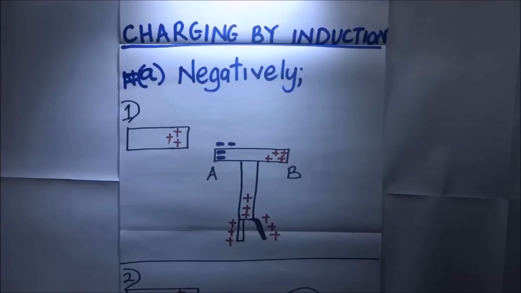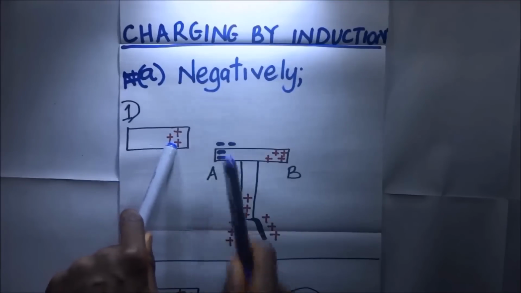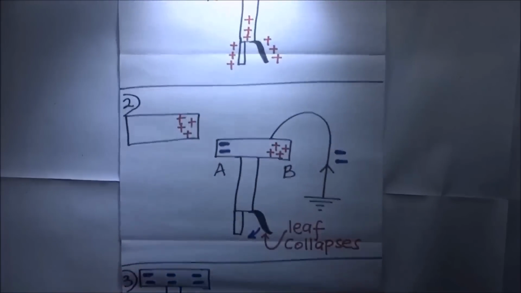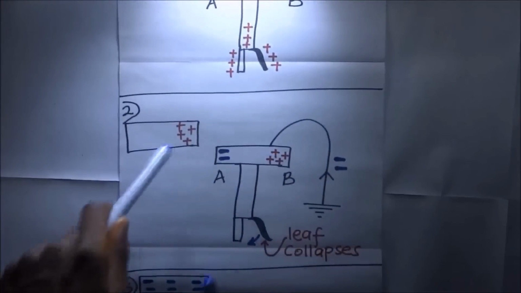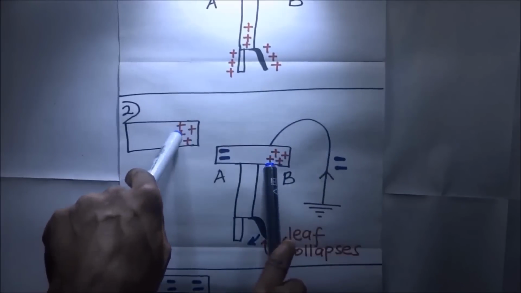Positive charges don't move. So this is our first step. We bring this positively charged body near the cap, and this is what happens. So when that happens, in the second case, while this body is still in position, we earth the cap of the gold leaf electroscope.